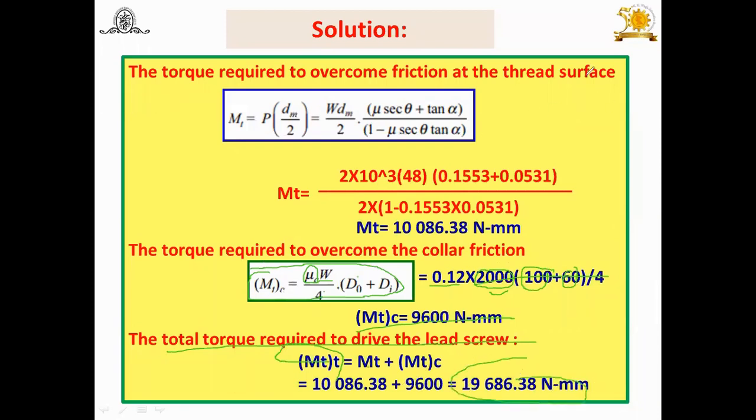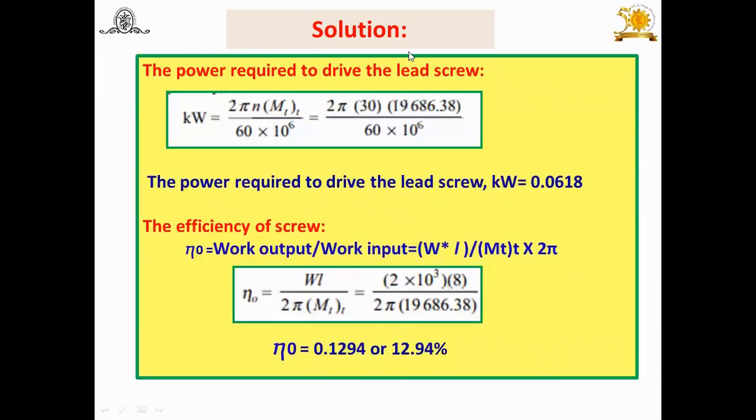Once you know the total torque, what you have to do? We have to find out the power based on the total torque. And therefore, power is equal to 2 pi N into MT upon 60 into 10 raised to 6. MT is the total torque required to overcome the thread friction and the collar friction. N is given 30 rpm. You can substitute and solve it. You will get the power in kilowatt. You will get 0.0618 kilowatt power required.